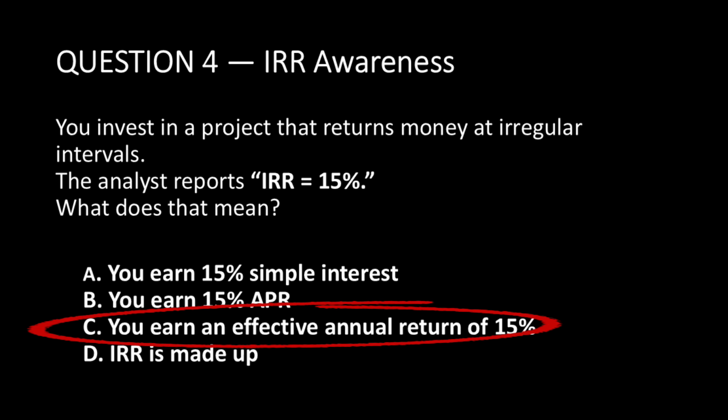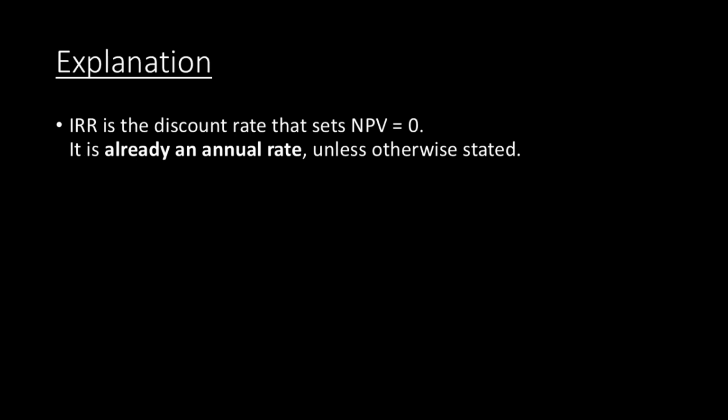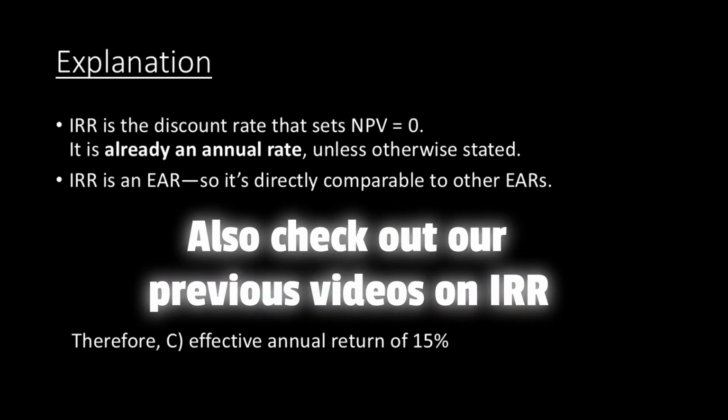Answer C. Effective annual return. Explanation: IRR is the discount rate that sets NPV equal to 0. It's already an annual rate unless otherwise stated. Therefore, IRR is an EAR, so it's directly comparable to other EARs. Okay, next question.